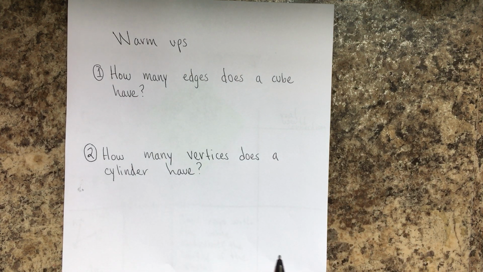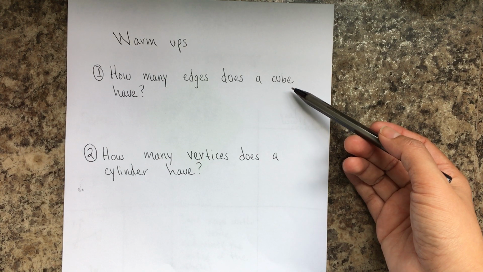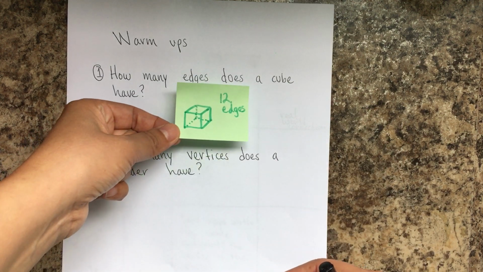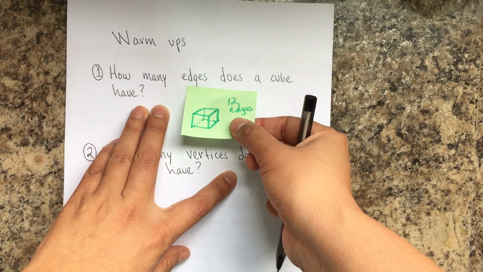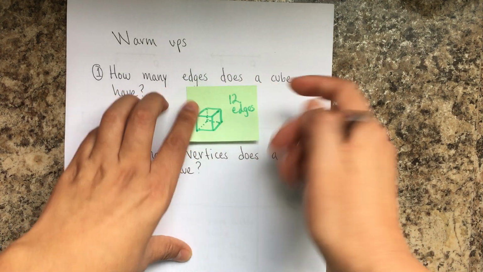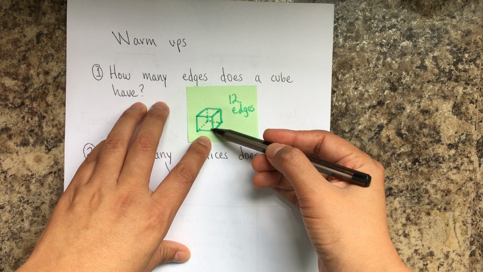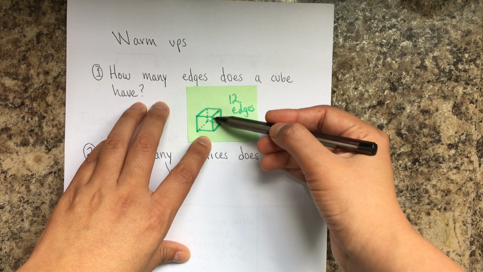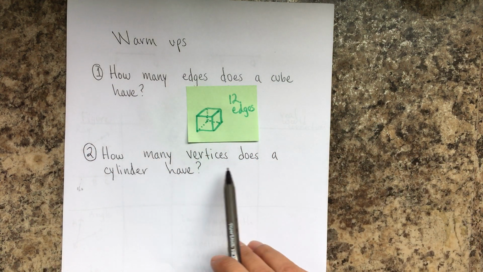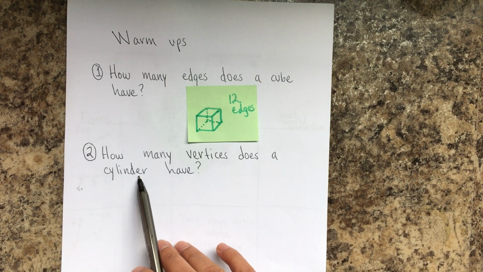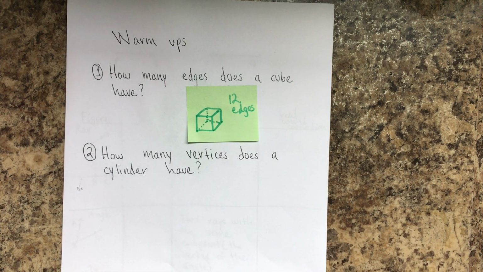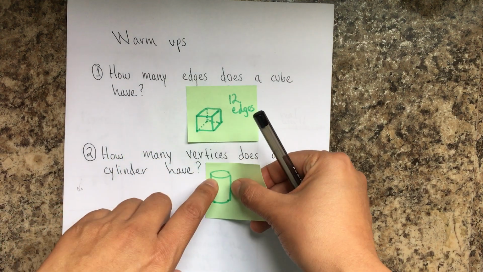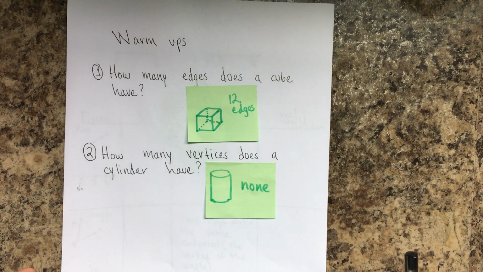So if you recall, a cube is like a die with 6 sides, and so we can say that the cube has 12 edges. That's 1, 2, 3, 4, 5, 6, 7, 8, 9, 10, 11, 12. Okay, how many vertices does a cylinder have? Some people had questions about what a cylinder is. This is a cylinder, and so the cylinder has no vertices, so none.